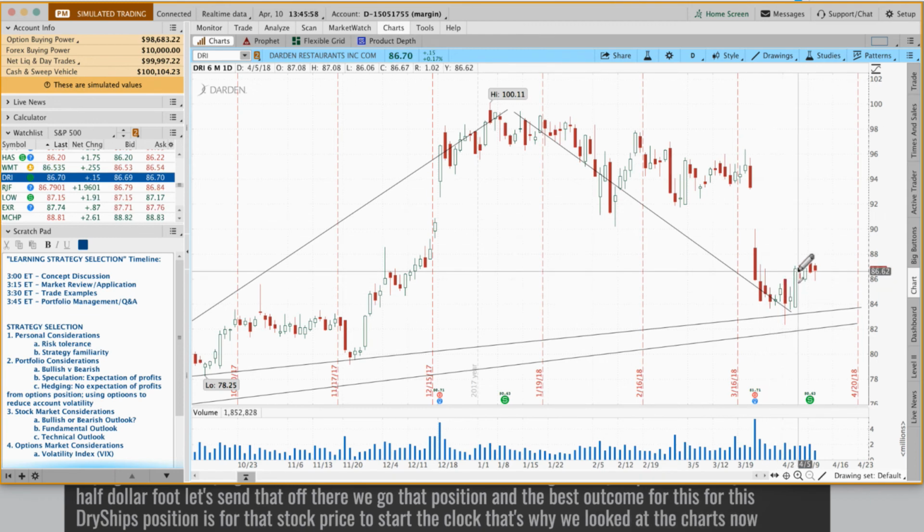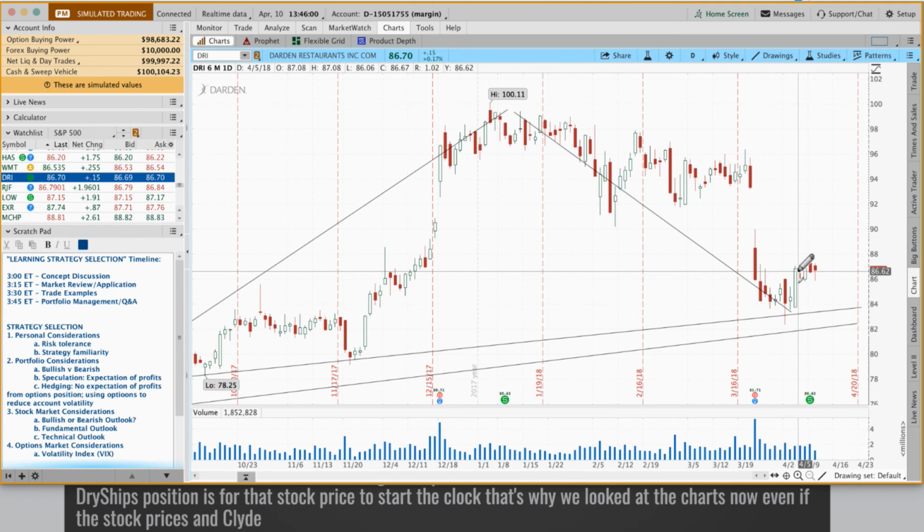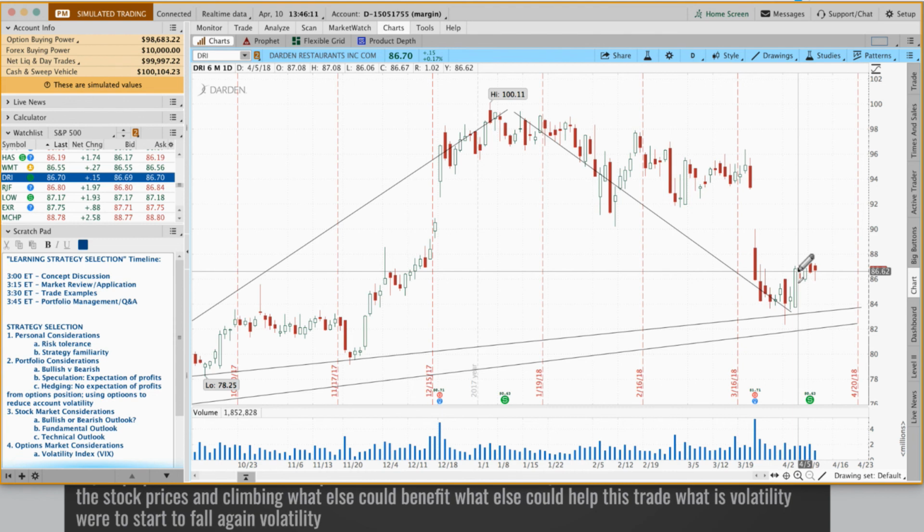Now, even if the stock price isn't climbing, what else could benefit? What else could help this trade? What if volatilities were to start to fall again? If volatility falls, that actually also is helpful for this trade. Falling volatility is potentially harmful to buyers, potentially helpful to sellers.